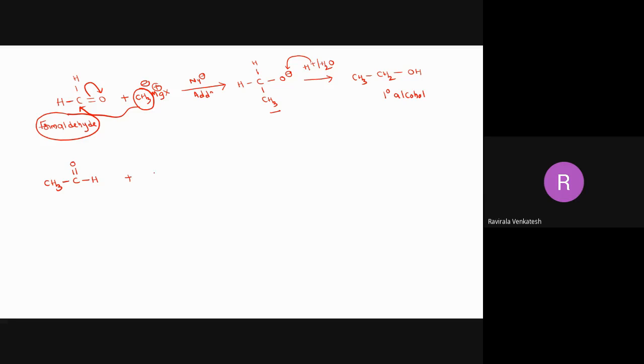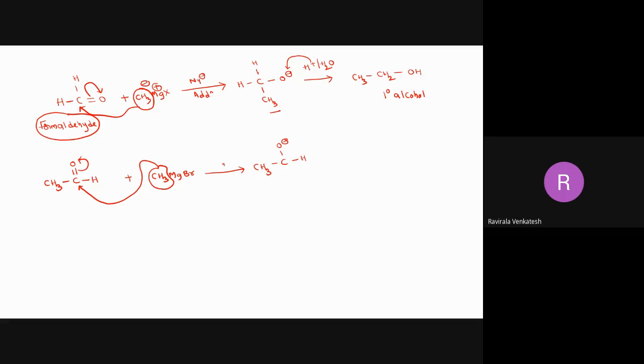Again, Grignard reagent, RMgX. I am taking CH3MgBr. Again, nucleophilic addition. Now, this part is the negative part. All of you, please observe here. This negative part attacks the carbon. Now the pi bond will shift onto oxygen, and we are going to get CH3CO minus.